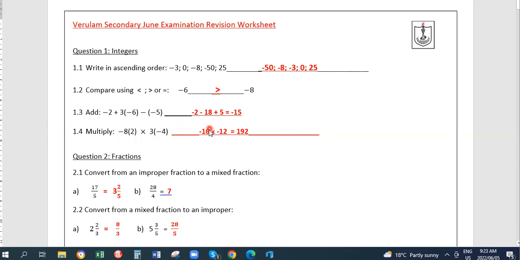Multiplication: 8 times 2 is 16. Negative times a positive is negative. 3 times 4 is 12. And a positive outside times this negative is going to give you negative. And when multiplying these two numbers, 16 times 12 is 192. And negative times negative is positive. As I said again, we can put the numbers in the calculator to check your answer.